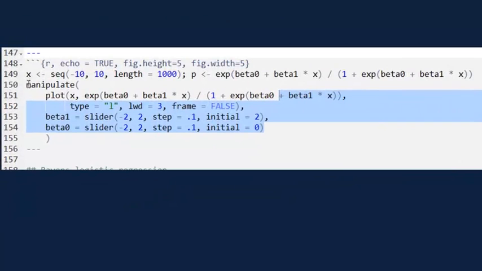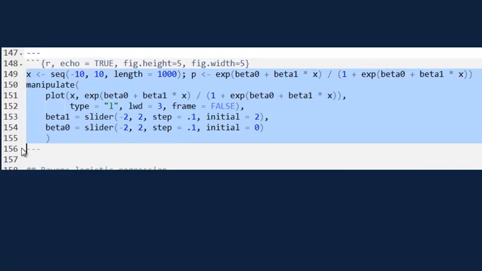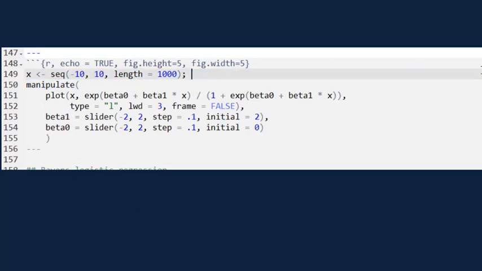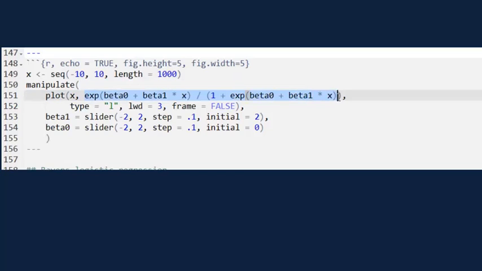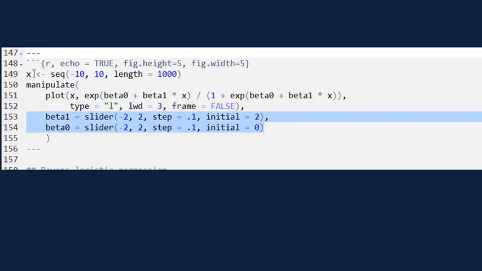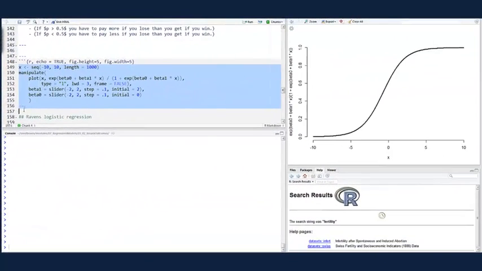Here I just created an x, and it goes from minus 10 to plus 10. I've created my p, which is beta naught plus beta 1. And then I'm going to plot x and then p, and I have some graphing parameters on this line, and then I'm going to tell RStudio to manipulate beta naught and beta 1. So let's do this.